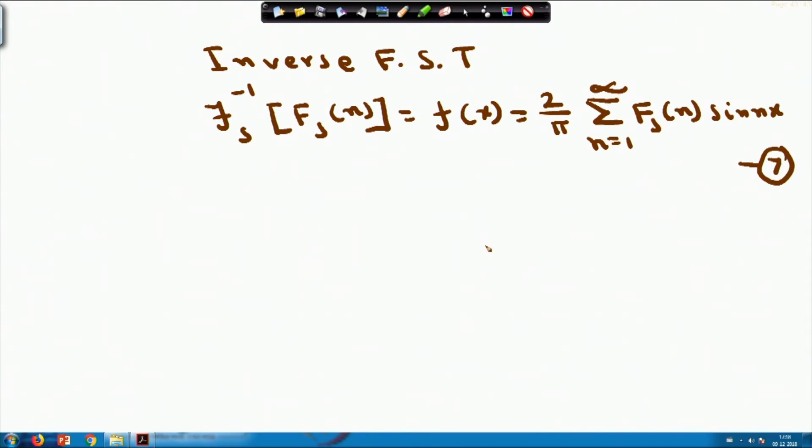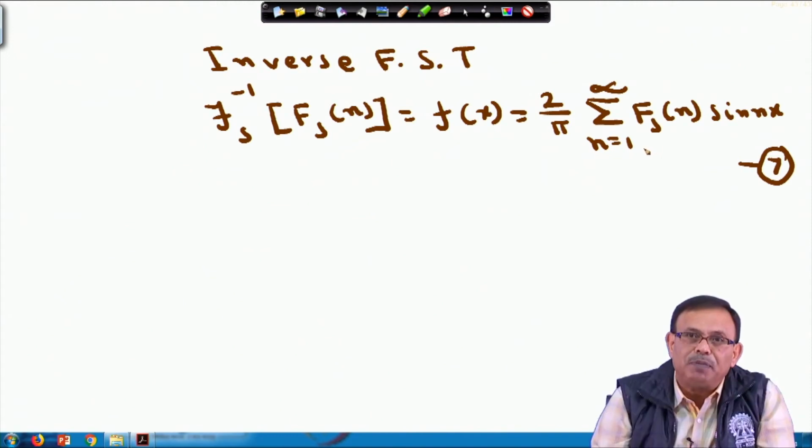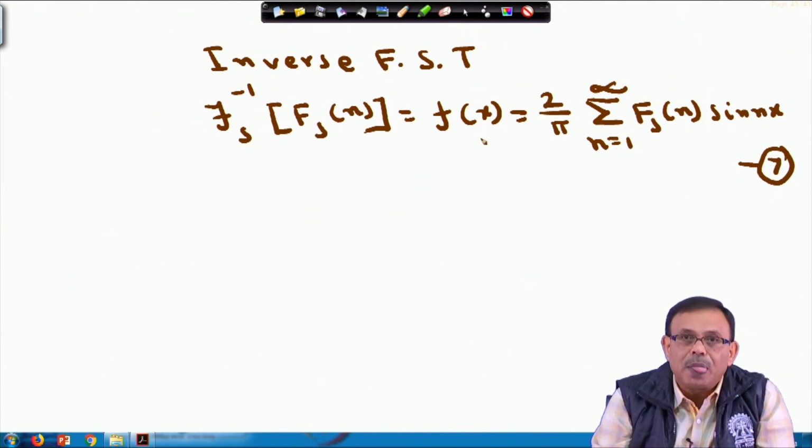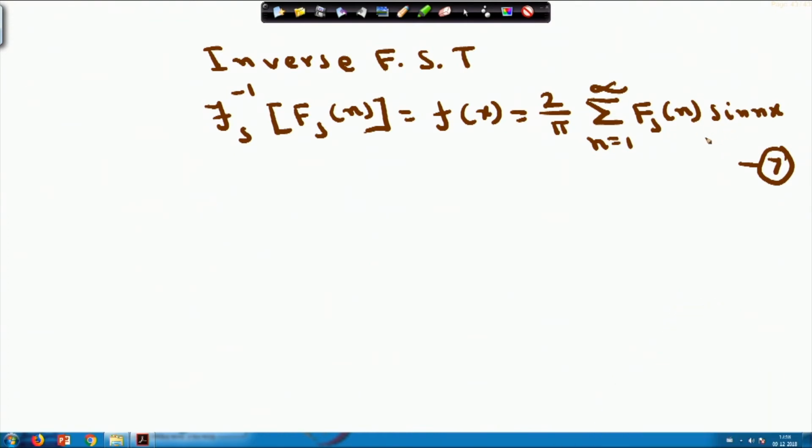Please note that the inverse Fourier sine transform we defined earlier in terms of the Fourier series, where we defined f x equals 2 by pi summation n equals 1 to infinity b n sin n x, where just now we have shown b n equals f s n. Therefore, the Fourier sine inverse of f s n equals f x, and this equals 2 by pi summation n equals 1 to infinity f s n into sin n x.